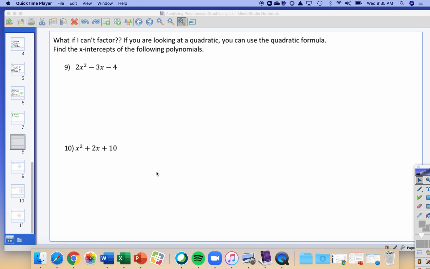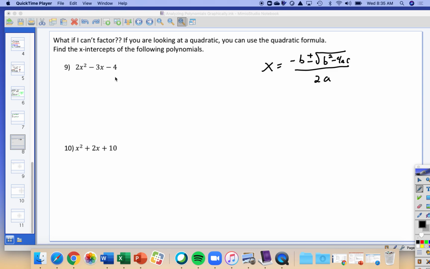Well, if you can't factor and it's a quadratic, you can always use the quadratic formula to find the zeros. Remember, the quadratic formula is x equals negative b plus or minus the square root of b squared minus 4ac all over 2a.